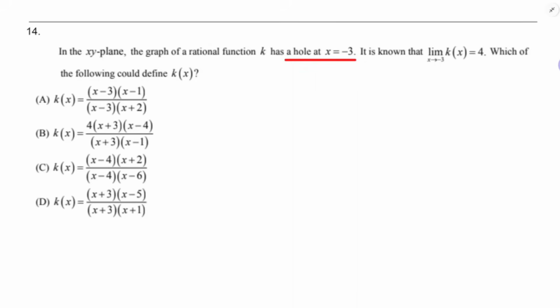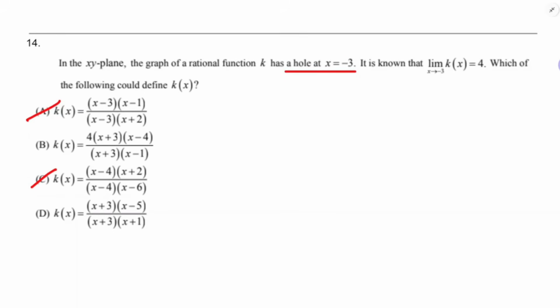At x equals negative 3, I need to be seeing x plus 3 over x plus 3. So when I do that, I reduce. I'm going to have 4 times x minus 4 over x minus 1. And if I do the same thing for D, I'm going to have x minus 5 divided by x plus 1.